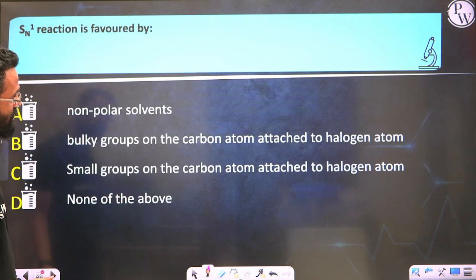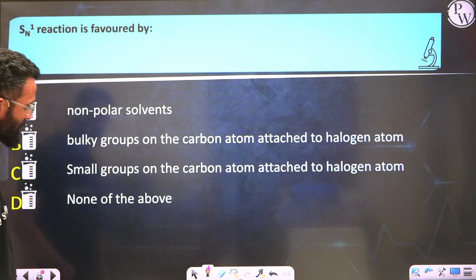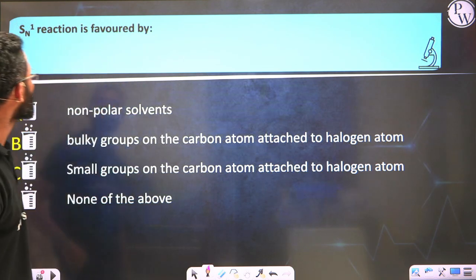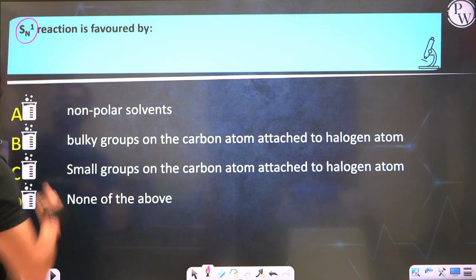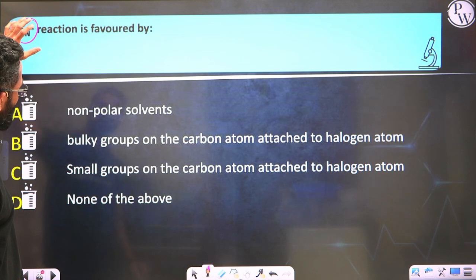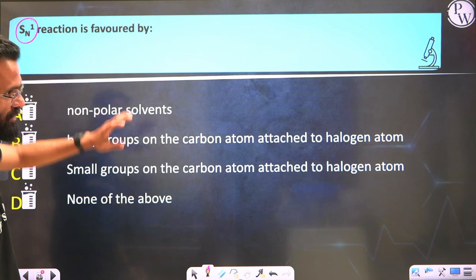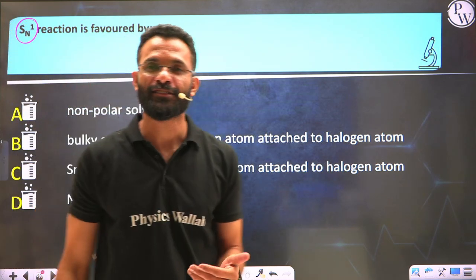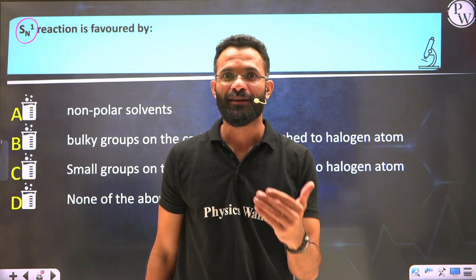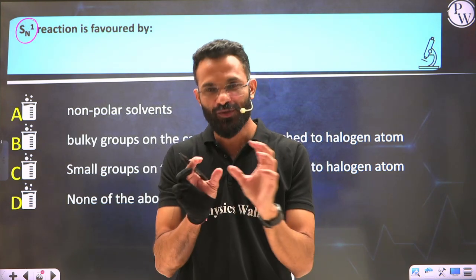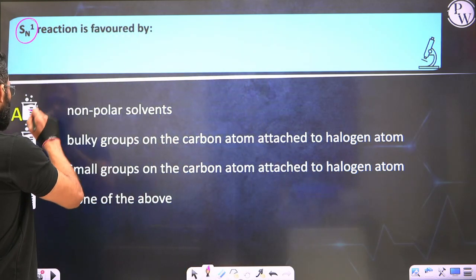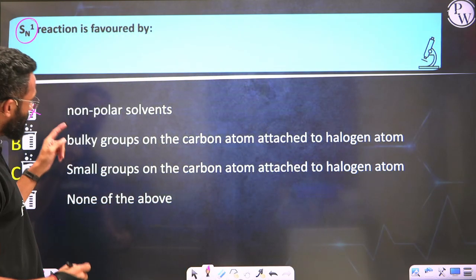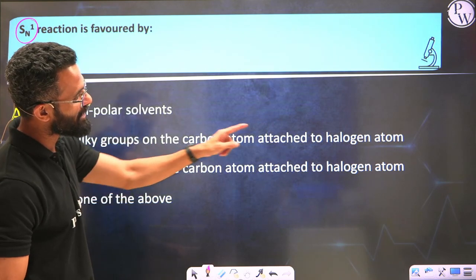So guys, those were three important questions, and the last one on your screen here. SN1 reaction is favored by, well, we have seen that for SN1 reaction, the first option is about the solvents. SN1 reaction is known as hydrolysis, meaning you need a polar solvent to help the dissociation of the carbon halogen bond. So non-polar solvent is not what we use. Option A ruled out.